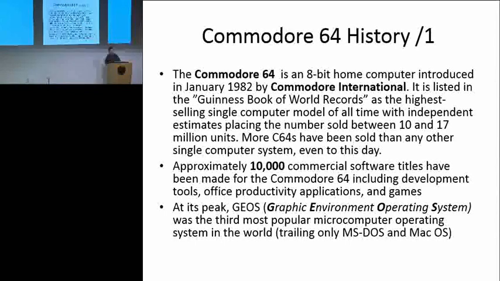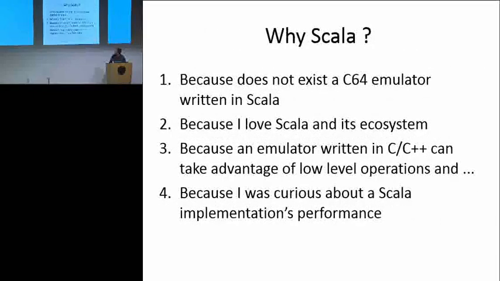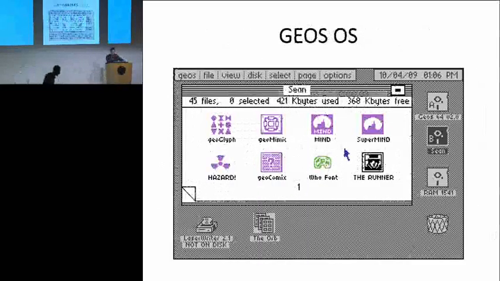And that's incredible, but more Commodore 64s have been sold than any other single computer system, even to this day. More or less 10,000 commercial software titles have been made for it, for all uses, including development tools, office and productivity applications, games, a lot of games, for every religion, colors, for all. And at its peak, the GEOS, this one, was the third most popular microcomputer operating system in the world, just after MS-DOS and the Macintosh operating system.